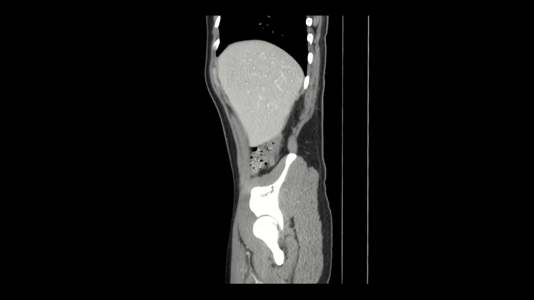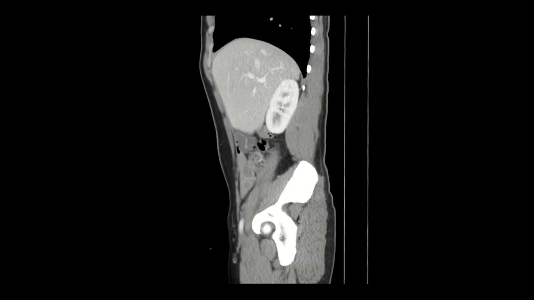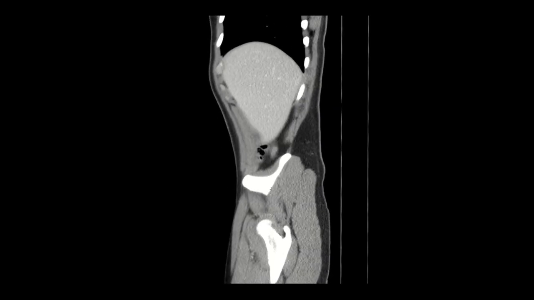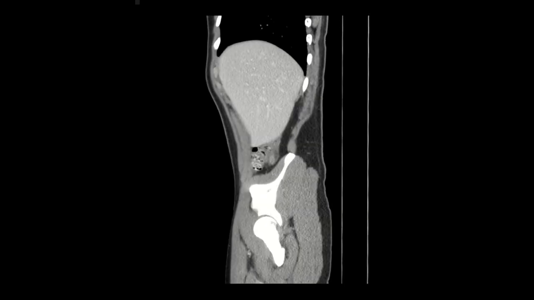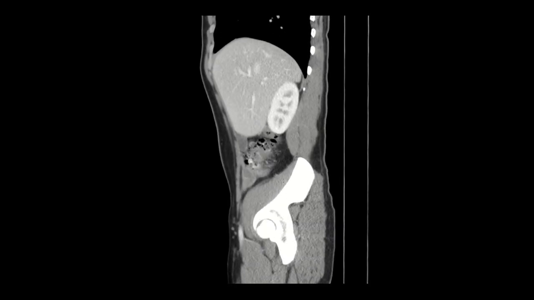So now as we scroll, we can see the arrows delineating the blind ending tubular structure arising from the cecum, and in this case coursing posterior to the cecum, since this is a retrocecal appendix with a blind ending tip right here. And there's also some surrounding inflammatory stranding, such as right here, what I'm outlining with my cursor. So that's a sign of appendicitis.